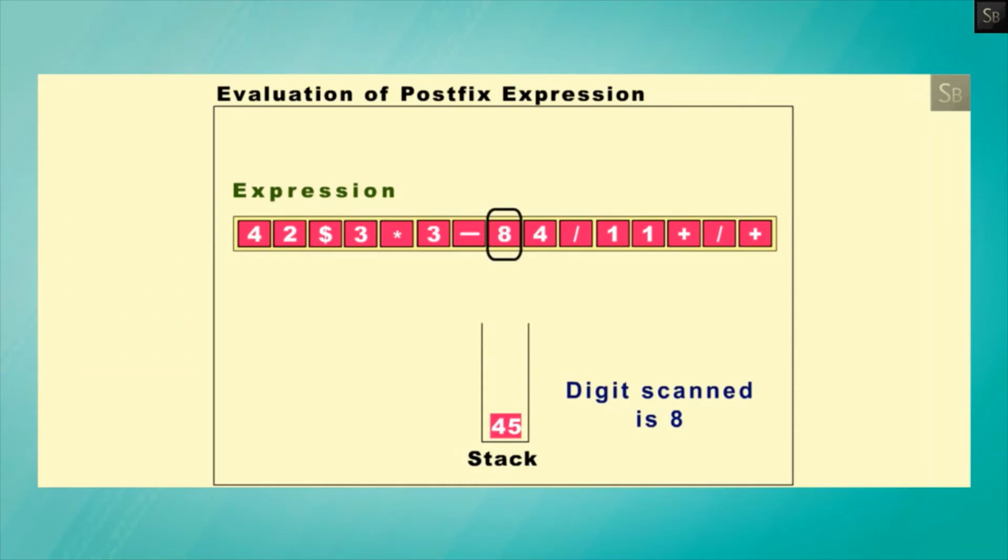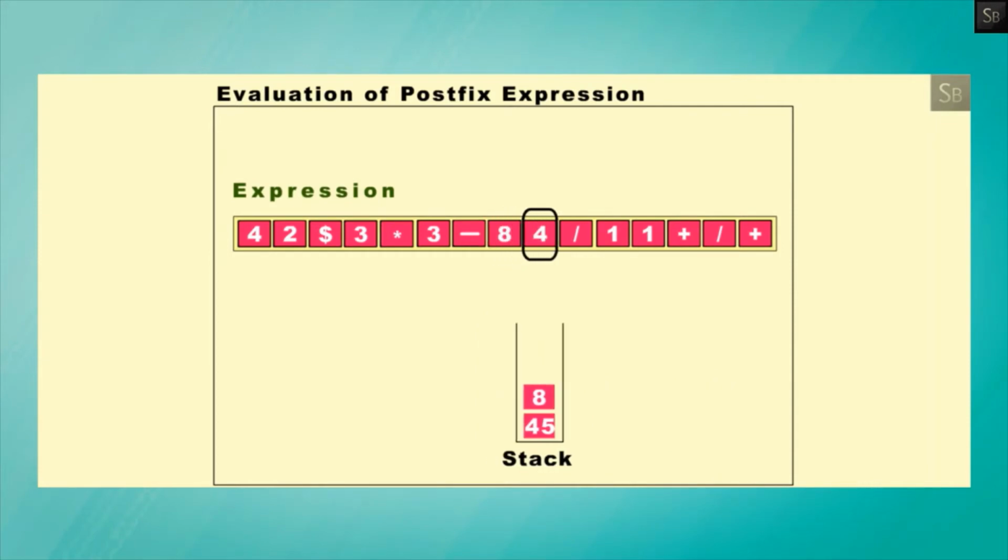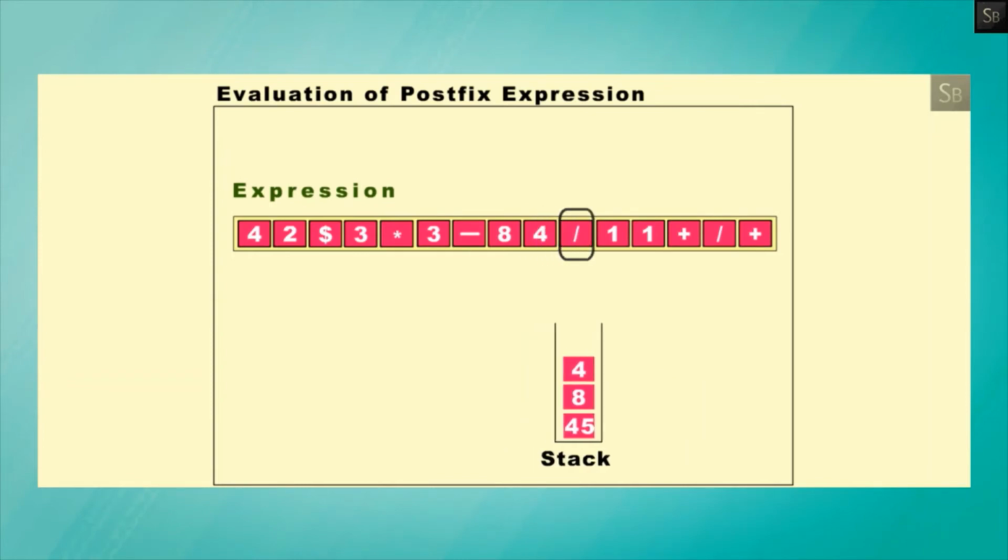The next input character is then scanned. Now we will get the operand 4, so it is to be pushed onto the top of the stack. Again we scan the next input character, which is slash operator. So once we encounter any operator, we have to pop the recently pushed 2 symbols from the top of the stack, which is 8 and 4, and we perform the operation 8 divided by 4, and the result 2 is again pushed onto the top of the stack.